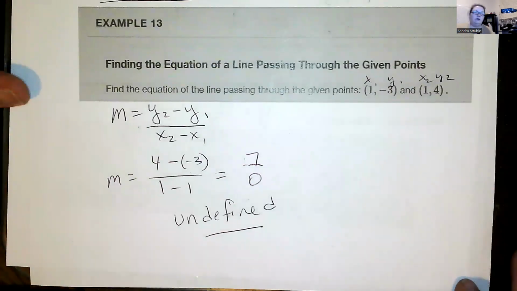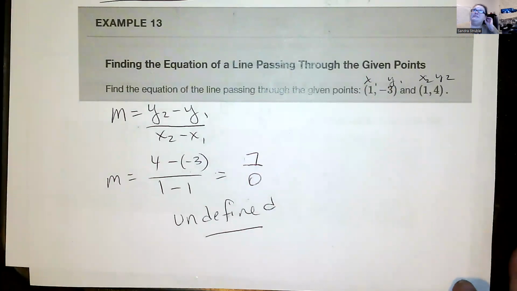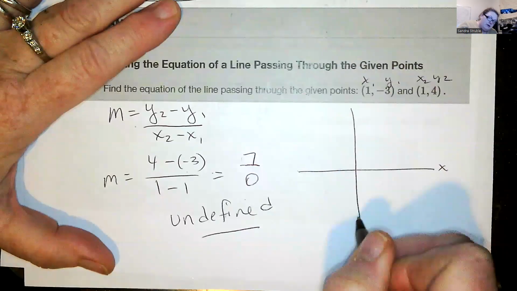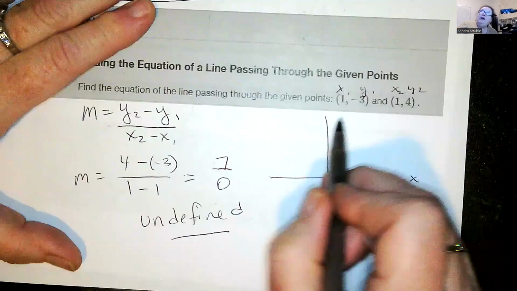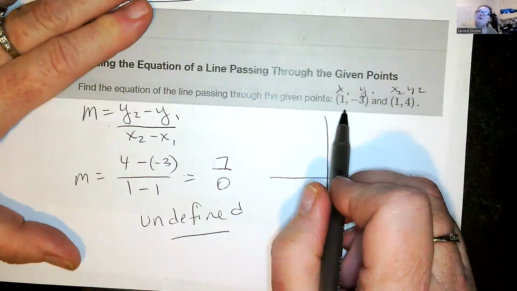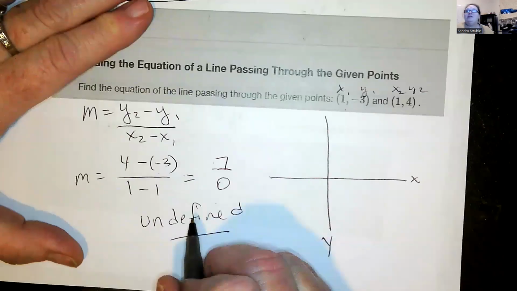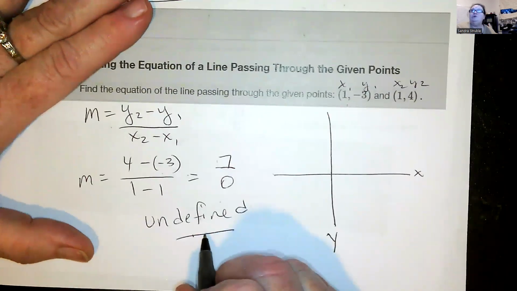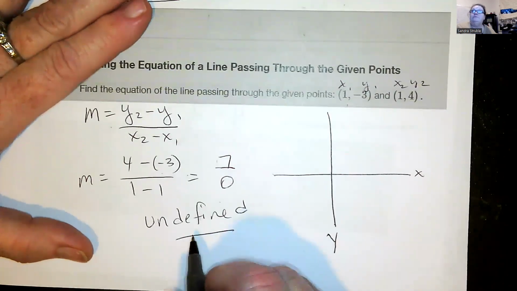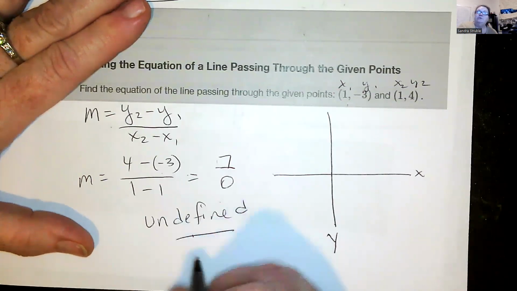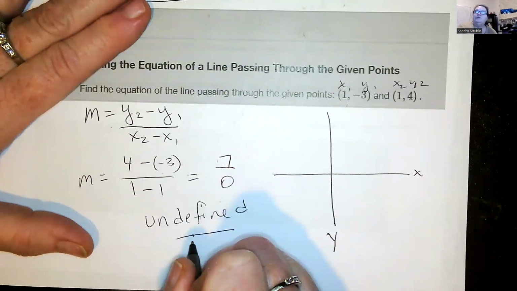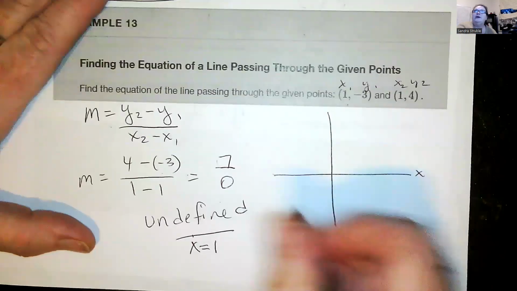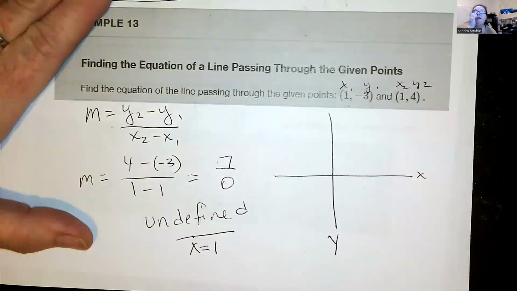Well, what does an undefined slope look like? And this is going to give us a great opportunity to talk about that. So here's my x and my y. If I plot where these 2 points are, it's going to show me where my line is. But I already know where my line is because I know I have an undefined slope. And the only time you have an undefined slope is when you have a vertical line. Okay, so this answer is going to be x equals 1 for the actual line itself because they're asking for the equation of the line.